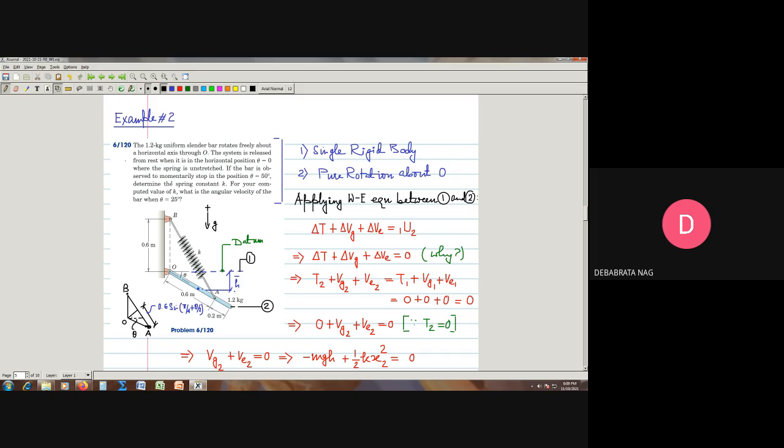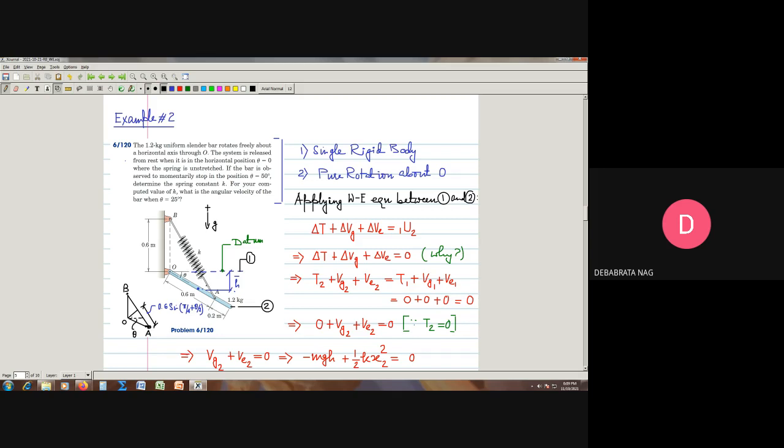After releasing from this horizontal configuration with 0 velocity, the bar is observed to momentarily stop in the position theta equal to 50 degrees. Why is it going to stop? Because had there been no spring, obviously there would have been a motion continuing due to the gravitational effect. But since there is a spring, you see here that the spring will elongate and thereby will try to bring it back to its original equilibrium configuration. As a result, there is a fight between the two types of forces.